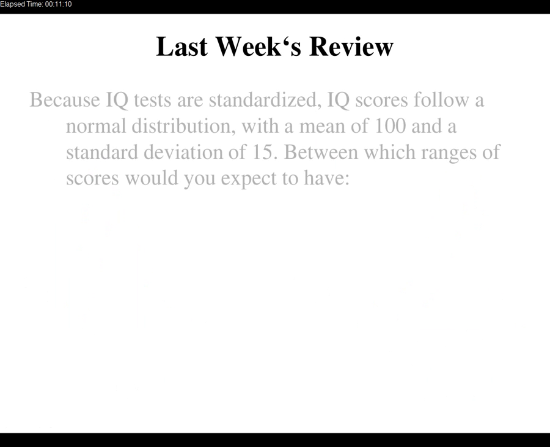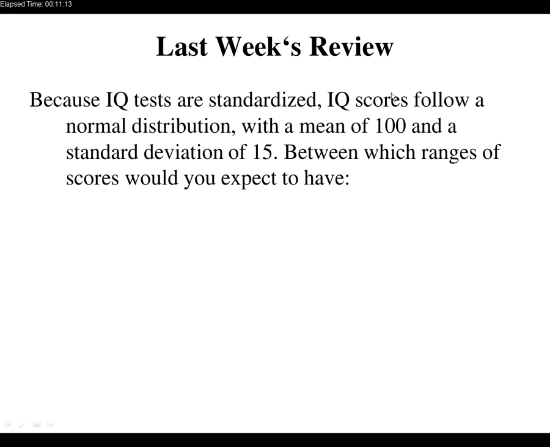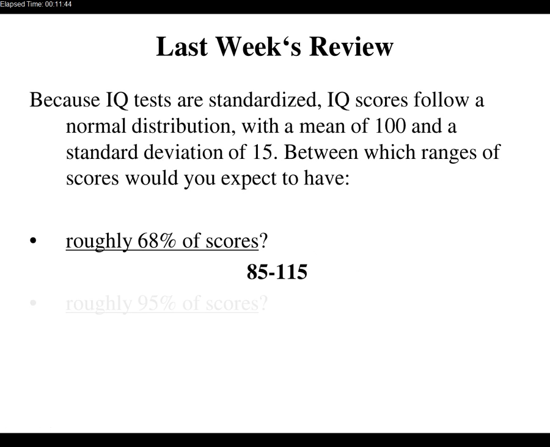So last week's review. Because IQ tests or standardized IQ scores follow a normal distribution with a mean of 100 and a standard deviation of 15. Between which ranges of scores would you expect to have roughly 68% of the scores? 85 to 115. That's right, because we did 100. It's one standard deviation, so we deduct 15 from 100, and we get 85, and we add 15 on the other side and get 115.